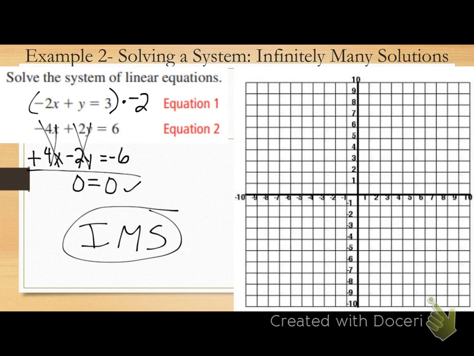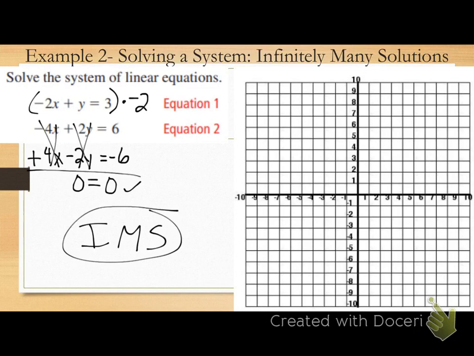So, no solution. Graphing, there'll be parallel lines. Same slope, different y-intercepts. Right? If you're using substitution to solve it, your variables will cancel out at some point. You'd be left with a false statement. So no solution. If you're using elimination, once again, your variables will cancel out. You'd be left with a false statement. So no solution.